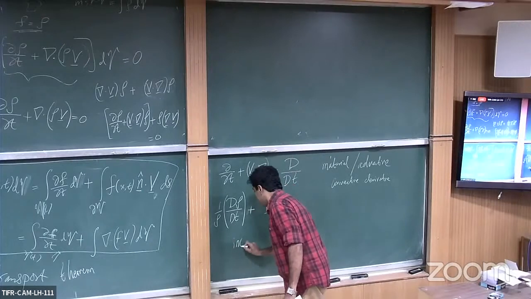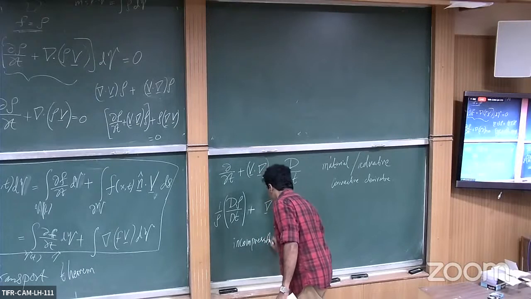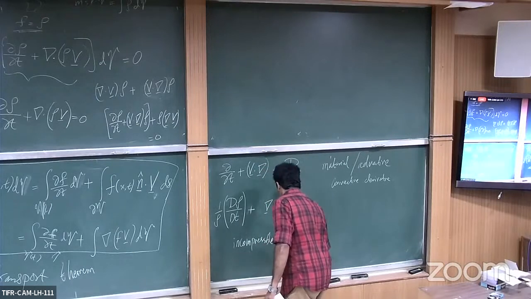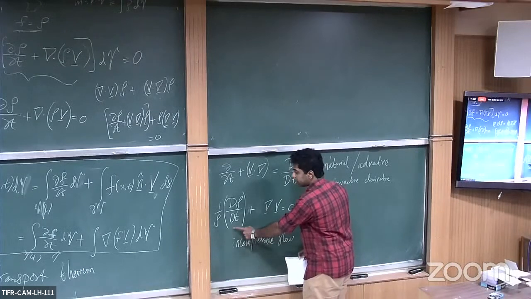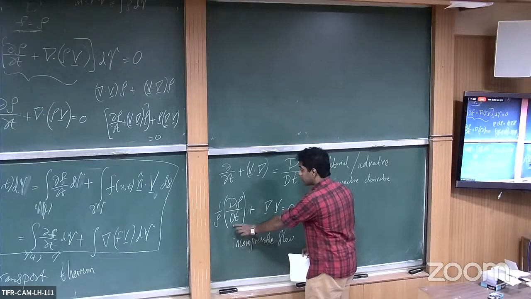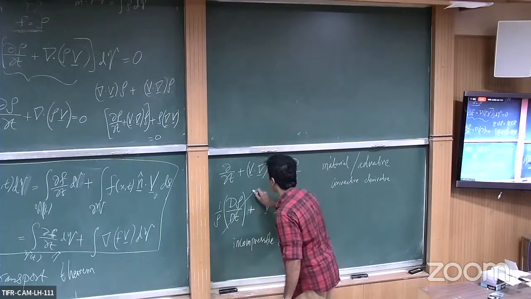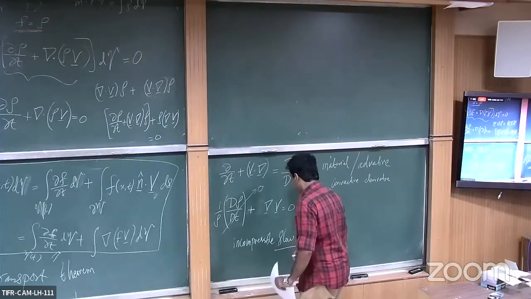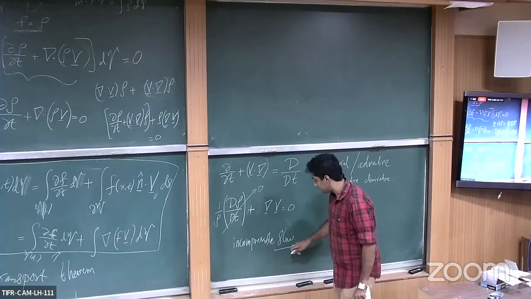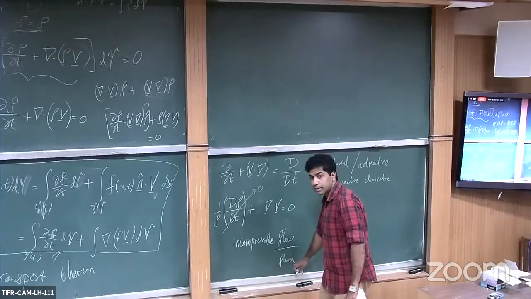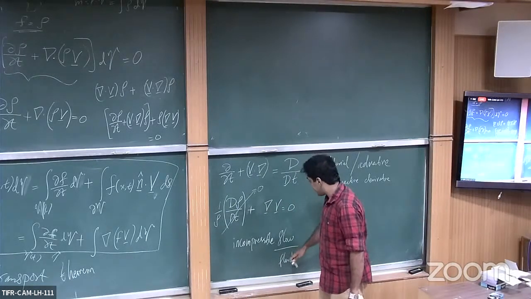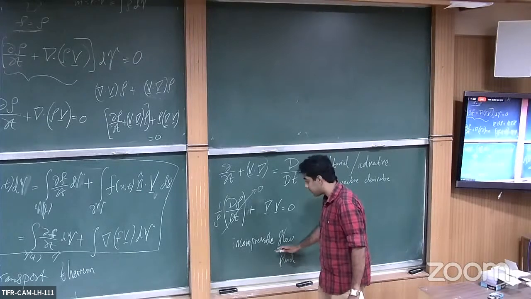Now define an incompressible flow. An incompressible flow is a flow whose density changes are very small. So this is very small. We can ignore this for an incompressible flow. An incompressible flow is, in general, different from an incompressible fluid. Water is an example of an incompressible fluid. Air is a compressible fluid. But a compressible fluid can still have an incompressible flow.